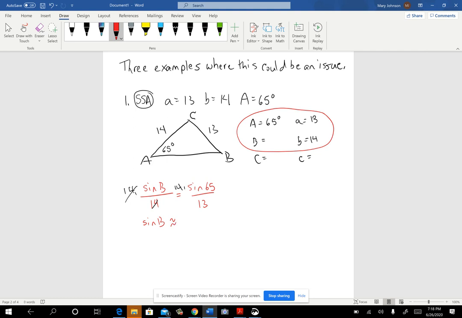equaling about 14, let's do that on the calculator, 14 times sine of 65 all divided by 13, and I get about, I'm going to keep about 4 decimal places that I write down. I'm actually keeping it all on my calculator screen. And so then I'd have to do sine inverse on both sides to get the value of the angle.